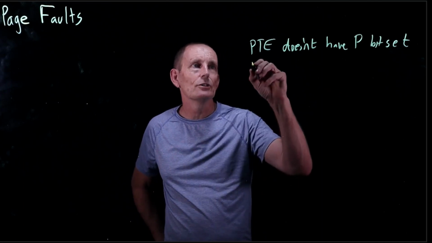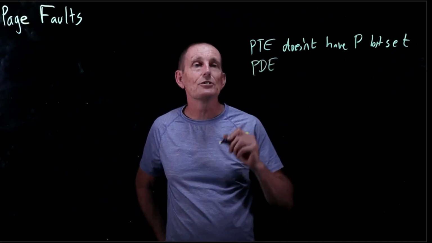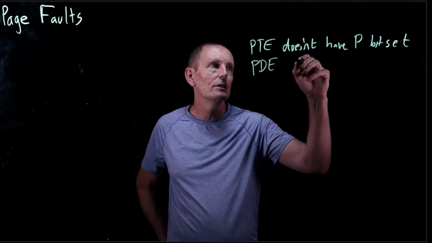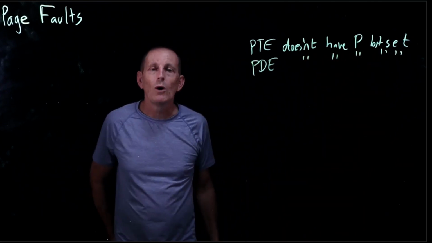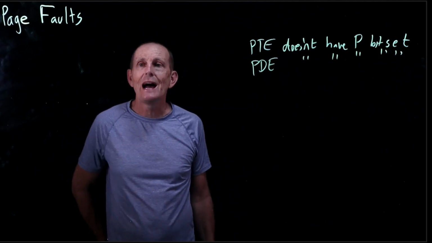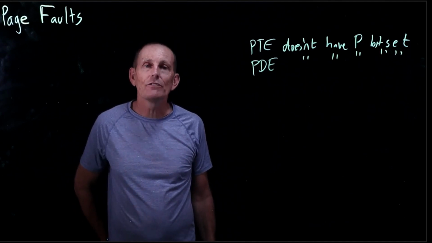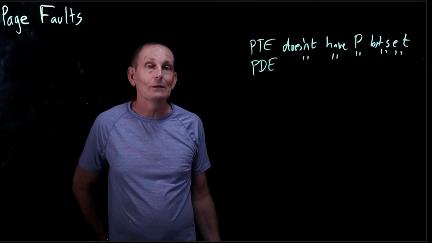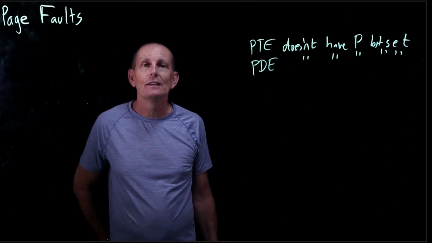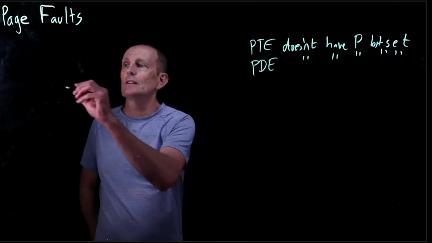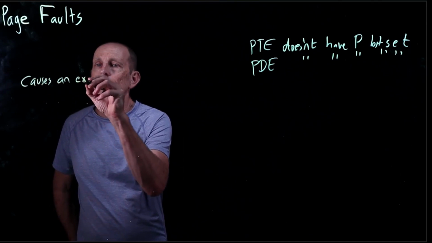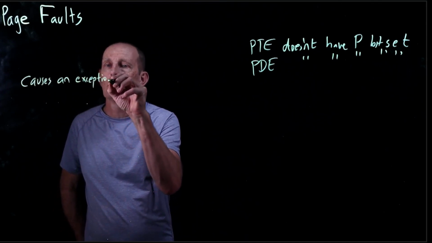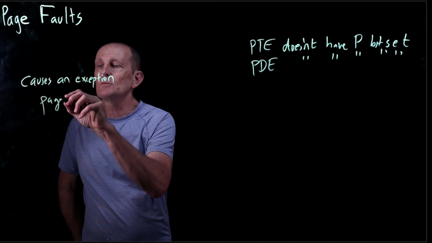And actually the same thing is true on x86 for the page directory entry, right? For the first level page table entry. That's a problem. What will happen? What can the processor do? How does the processor notify anyone of interest that it failed to do this conversion? Well, it causes an exception. In particular, a page fault exception.